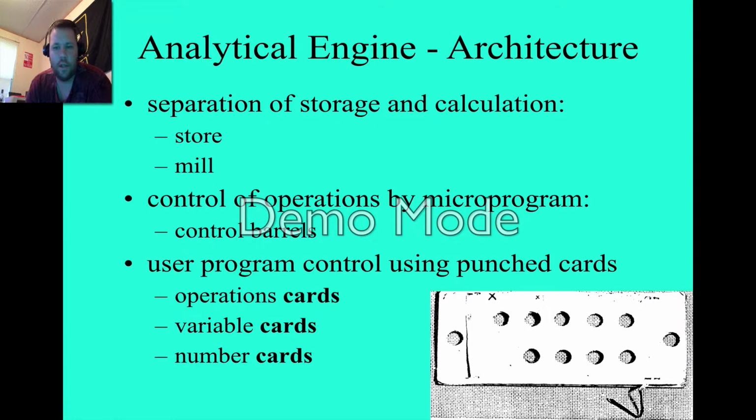Analytical engine architecture. Separation of storage and calculations. Store and mill. You could have these punch cards that you would insert, and basically it would go ahead and calculate what was on the punch card. We call those operation cards, variable cards, number cards. Those were basically used to either store your calculations or to create new ones using multiple cards.